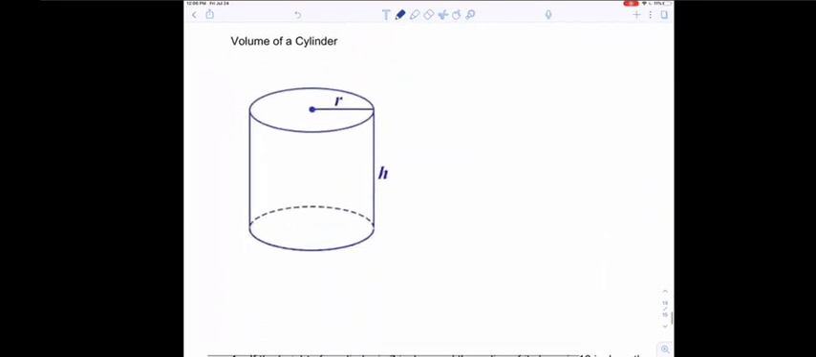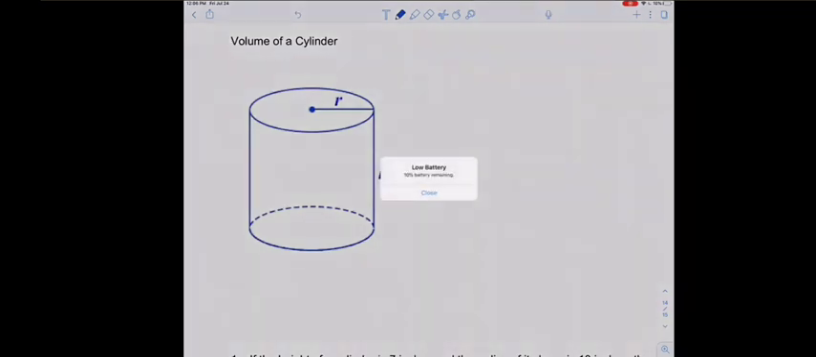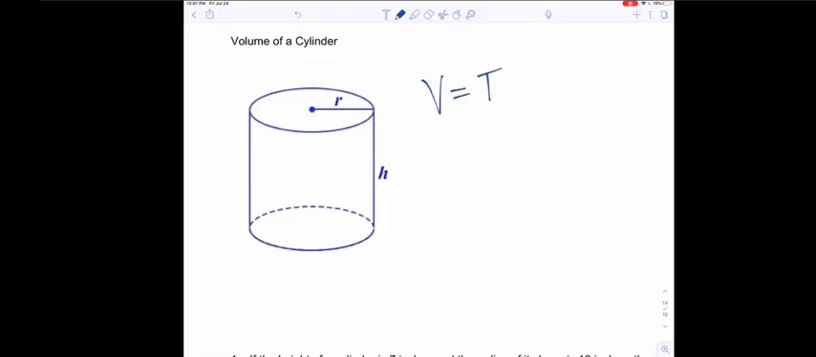But before we finish, there's one more shape I want to go over with you. And that is the cylinder. We're very familiar with cylinders, right? They're cans. That's the only example I can think of right now. But in everyday life, there's plenty of cylinders we can look at. So what is the formula for finding the volume of a cylinder? Volume equals pi r squared h. That's it. That's our formula.